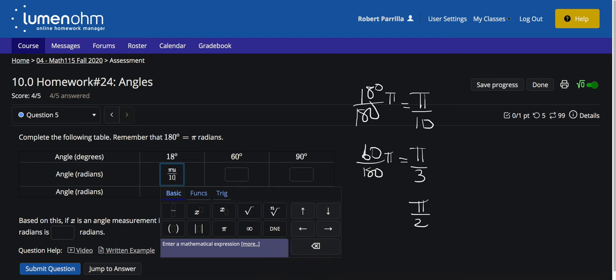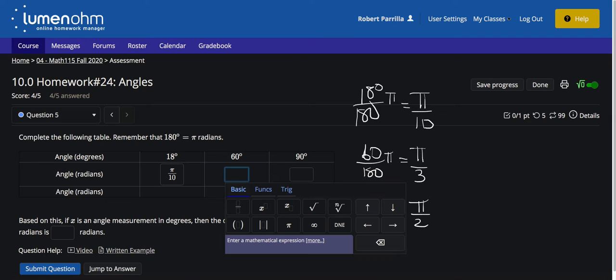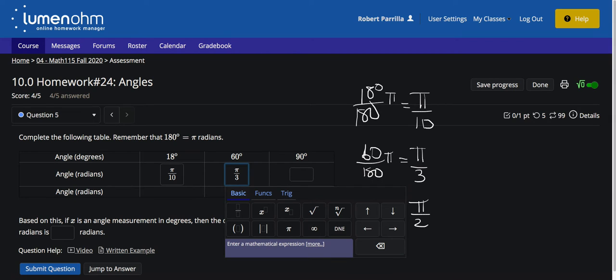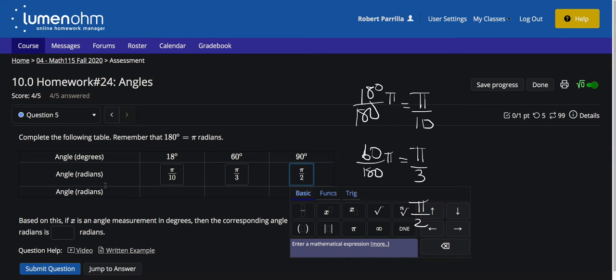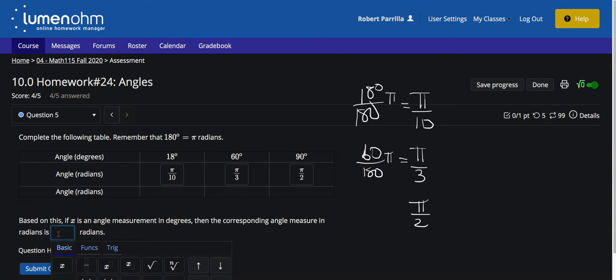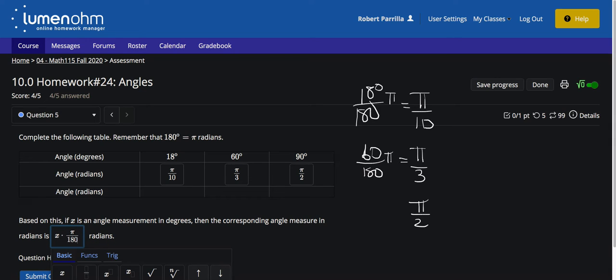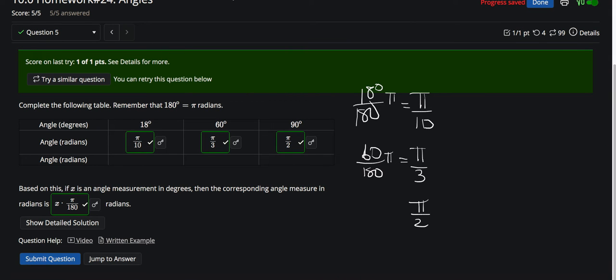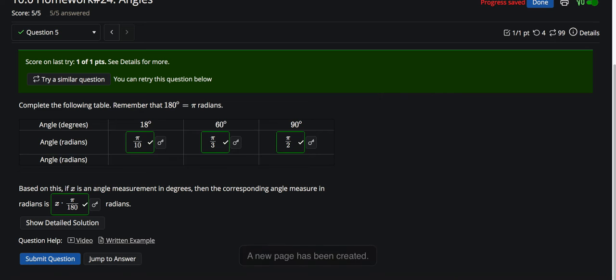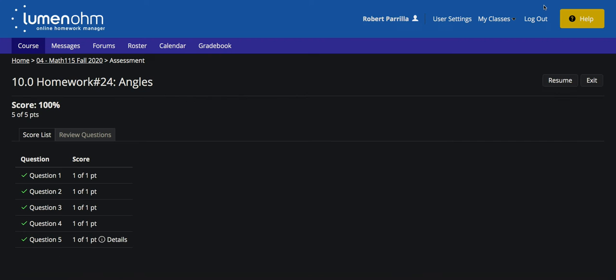Pi divided by 10 and pi divided by 3 and pi divided by 2. And we know that this wants to be x times pi over 180. That's basically all we need to do, and then we should be okay. We got this right. Practice makes perfect, right? Okay, so this is the last one for this unit. I'm going to close it off, but I'm not going to be done here.